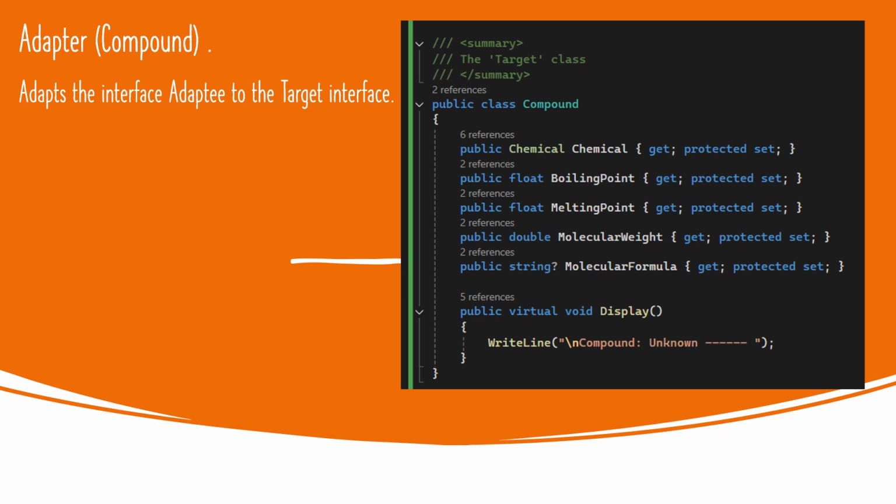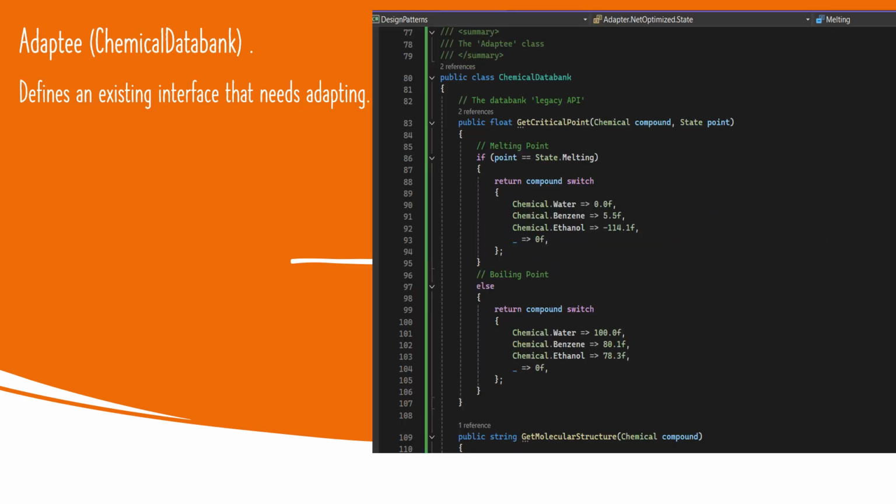So this is the adapter, the rich compound. With this class we'll work and make it work as the interface which the client understands. And the adaptee is the existing or source interface which we need to be adapting. So this is the one.